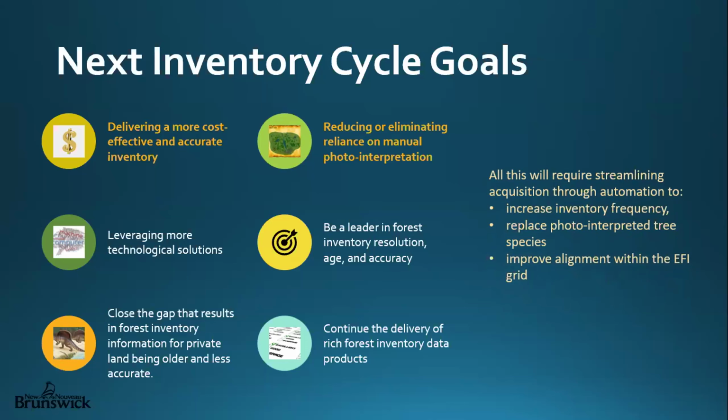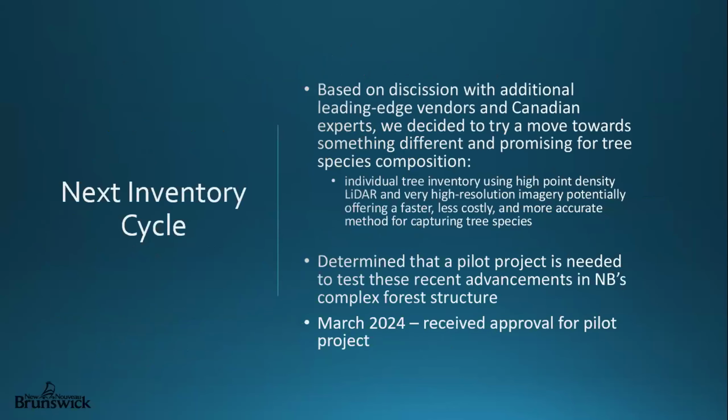So with these goals in mind, we know that it'll require a lot of streamlining, a lot of automation, and this will be key for increasing the inventory frequency and replacing the photo interpreted tree species identification, and it should greatly help, hopefully, with the alignment with the EFI grid. So our 2 key goals are cost effectiveness, faster acquisition. That's one. The second one is reducing or eliminating our reliance on photo interpretation for tree species composition.